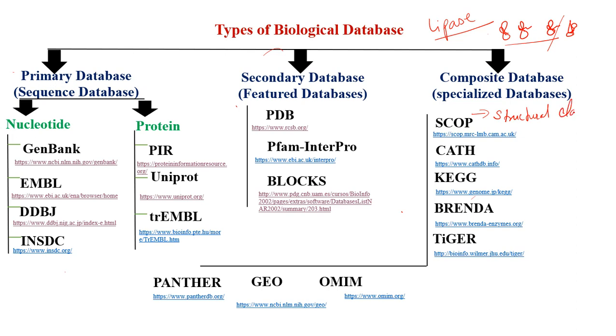SCOP: Structural Classification of Protein. CATH is Class, Architecture, Topology, and Homologous superfamily.